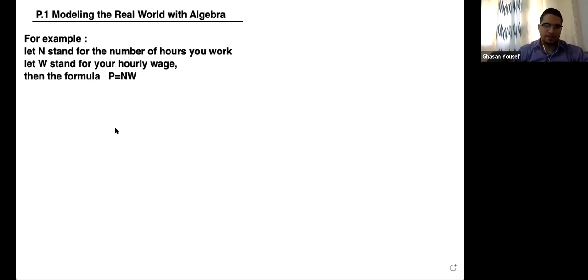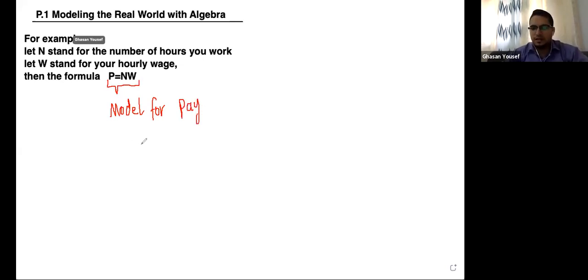So B here is my model. This is my model for B. My model changes everything from numbers into letters.